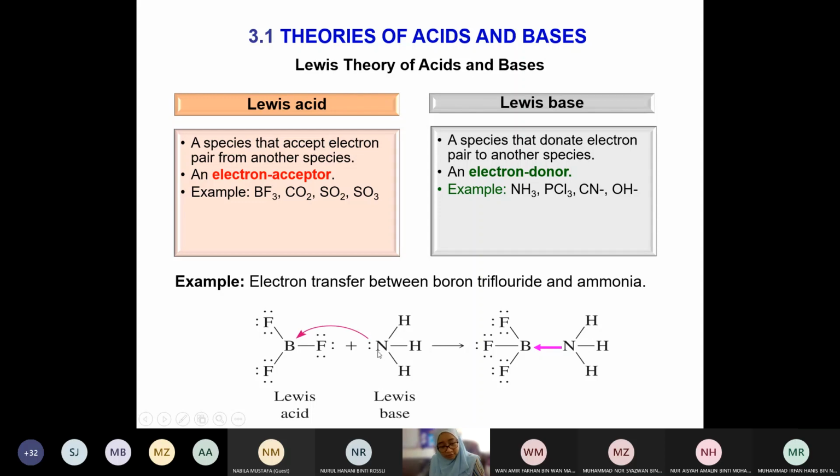Ammonia, on nitrogen we have one lone pair, so it is a Lewis base. So basically, it will transfer. It will form a bond. This is what we call a dative bond, or coordinate bond, because in order to form this bond, a pair of electrons from nitrogen will be donated to boron, and the bond we call a dative bond is formed. But we don't need to know the product, you just need to know how to draw it.